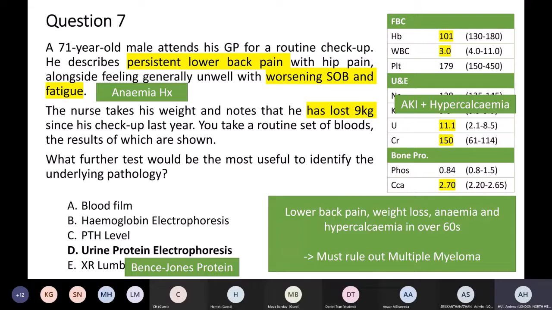Remember, if there's no organ damage or tissue damage, we don't call it multiple myeloma, but we call it MGUS, which is a monoclonal gammopathy of undetermined significance, which is something that you might also see in your SBAs. So just be aware of that.